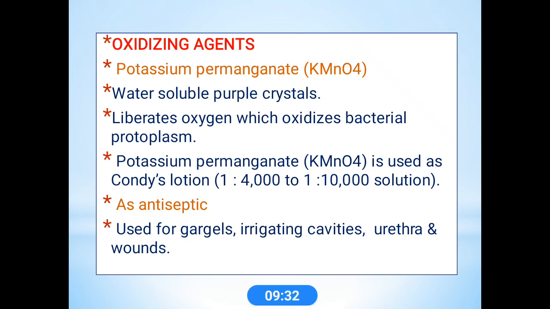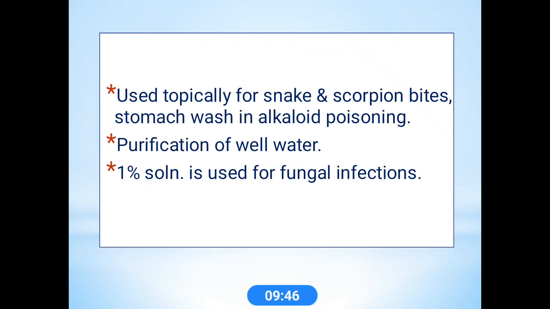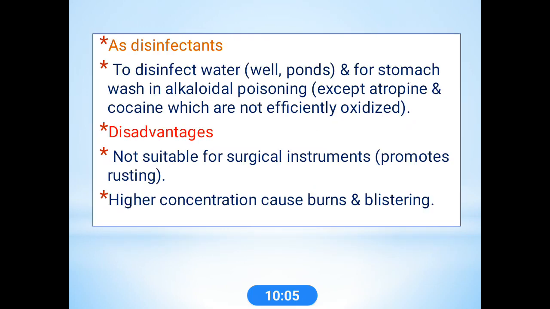A 1:4000 to 1:10,000 solution of potassium permanganate is called Condy's lotion. This acts as a good antiseptic and is useful for gargles, irrigating cavities, urethra and wounds. It is also used topically for snake and scorpion bites, stomach wash in alkaloid poisoning cases, and is a good disinfectant for the purification of well water. A 1% solution is used for fungal infections.